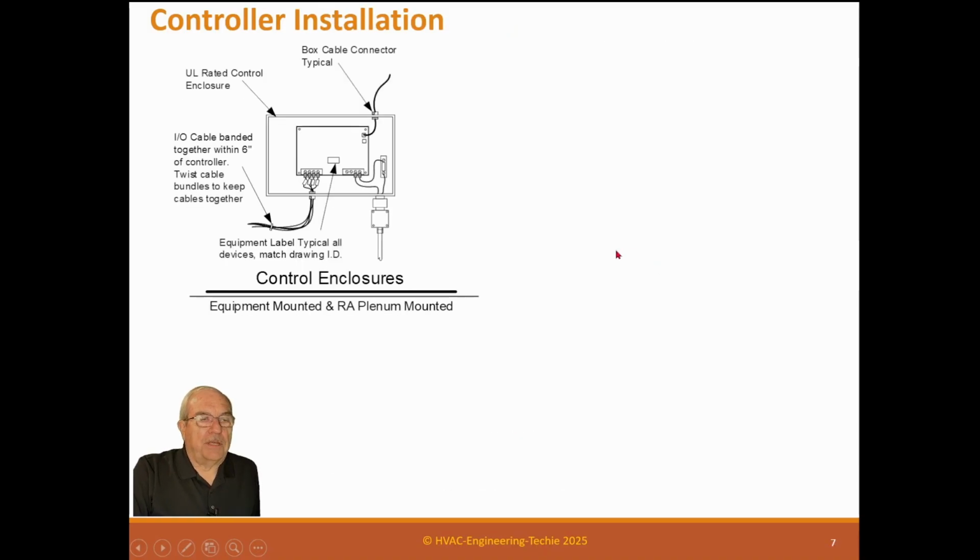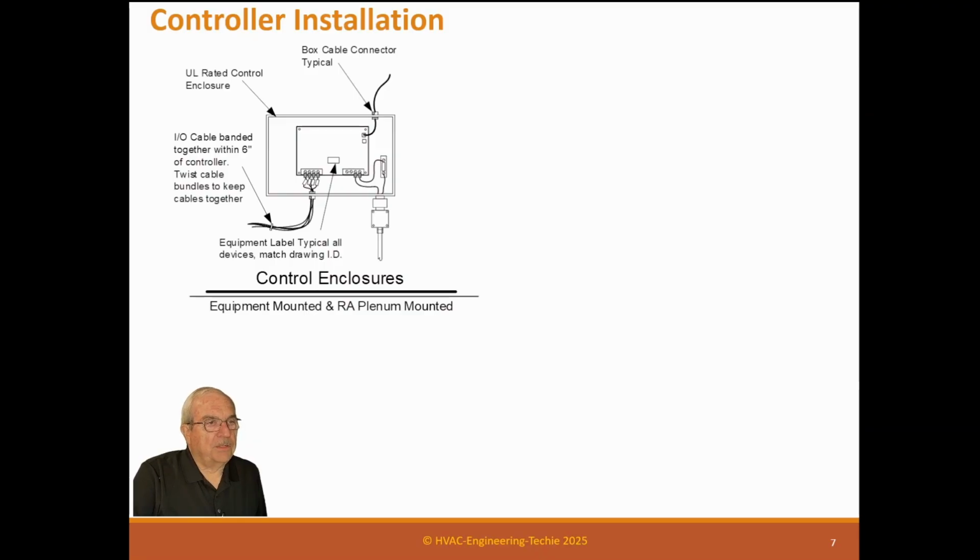So here's a typical controller, like say a VAV box controller. And if it's in a plenum area and this is not plenum rated, then it needs to be in a metal box. If it is a plenum rated controller, now what that means is that the plastic cover is fire rated. It doesn't generate smoke, and it's not a fire hazard. If it doesn't have the correct UL rating in the US, then you have to put it in a box.